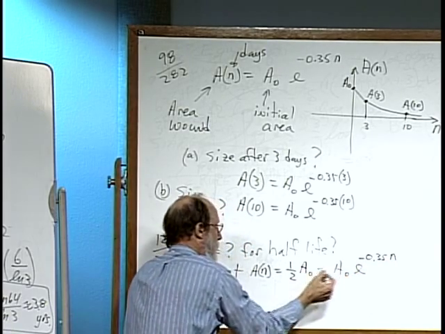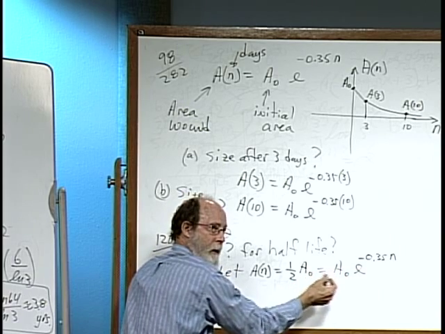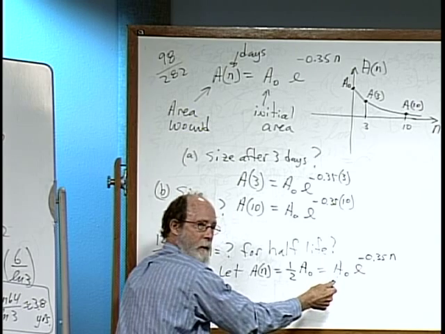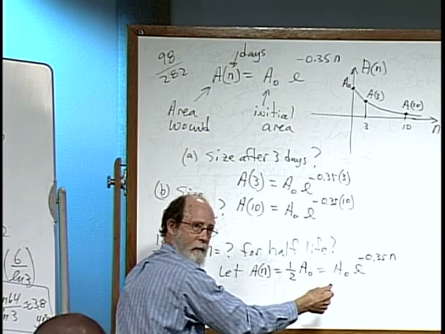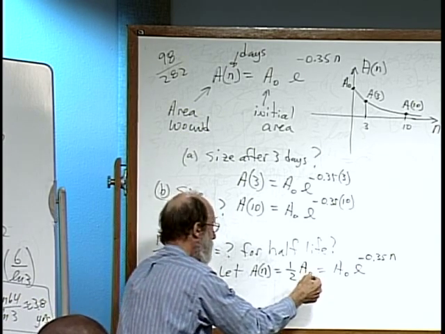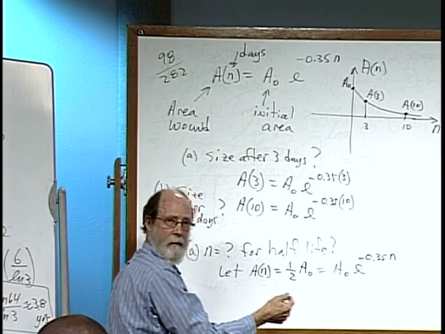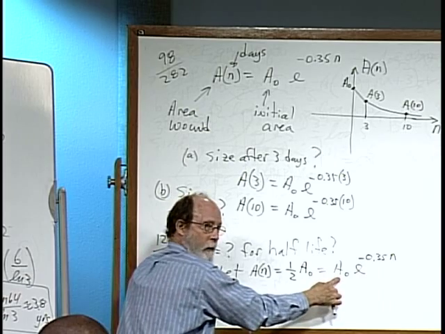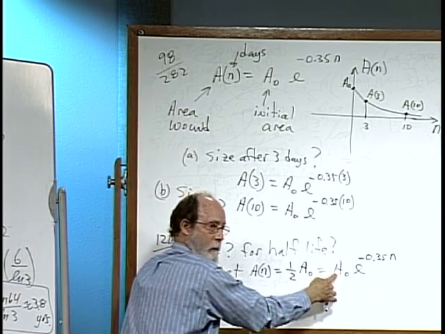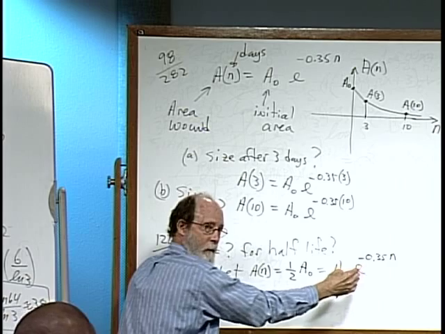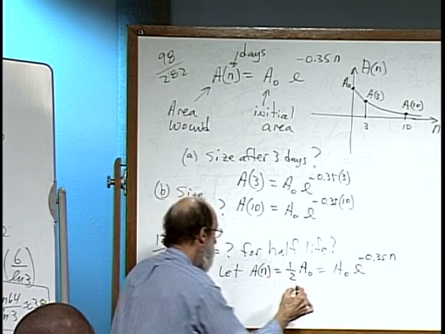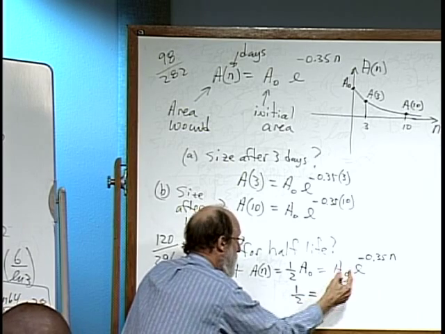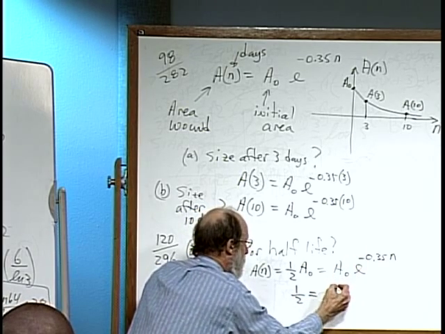Because what happens to the original value? What can we do in the algebra? Can't we divide both sides by A naught? Yeah, by A naught. Divide both sides by A naught, and it disappears, doesn't it? So on both sides of this equation right here, divide both sides by it, it's gone. So the problem will turn into just a half being equal to that exponential expression.